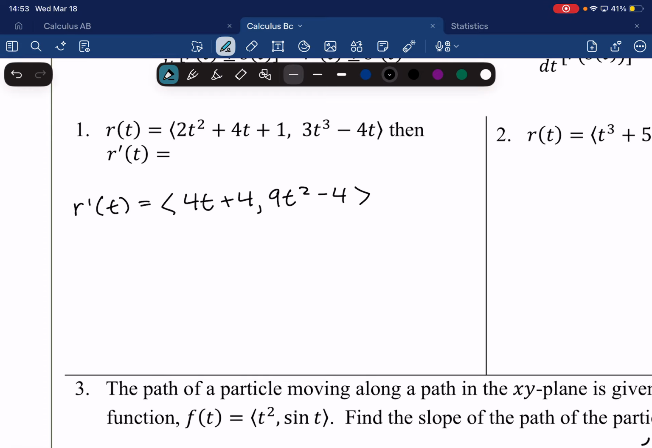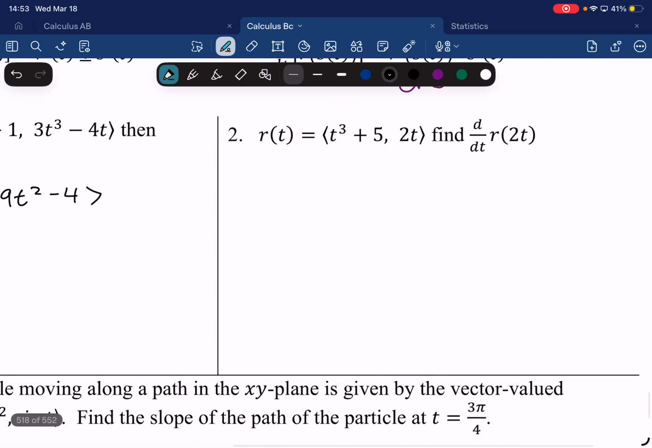Okay, so in this one, we didn't have any special rules here. It's just a polynomial. We know how to easily take the derivative of a polynomial. In number 2, it's asking us to take the derivative and then plug in another function. So that means we're going to end up using the chain rule when looking at number 2.